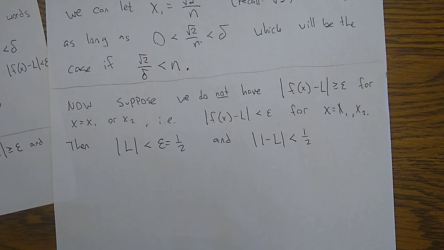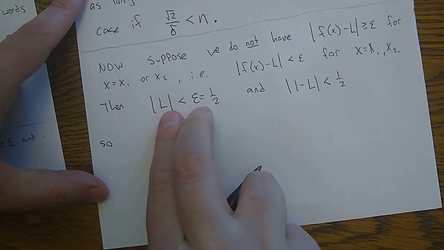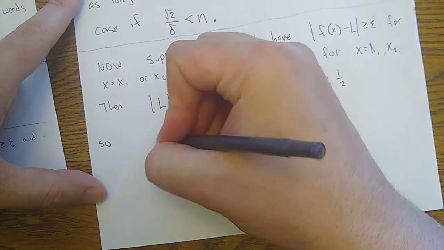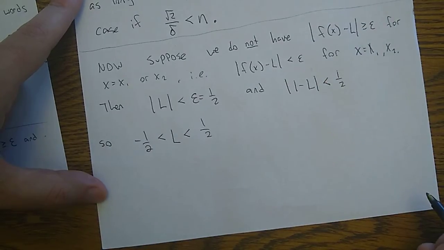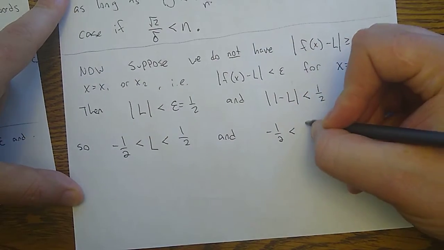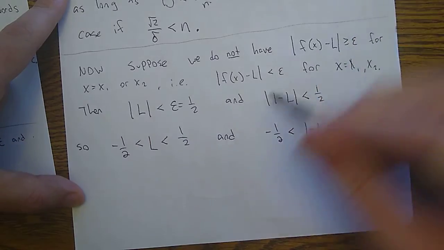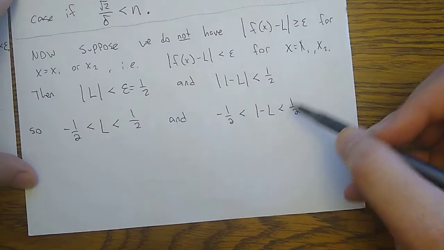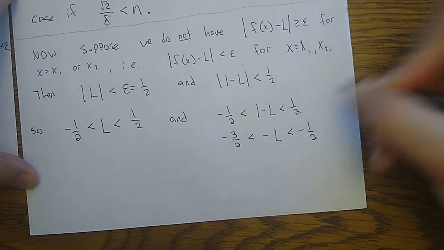Okay, now we're going to use this to get our contradiction. And this is just playing with absolute values and inequalities. So I can take the absolute values off and put it between 1/2 and minus 1/2. Also, I can do the same here. But let me go ahead and solve this one. This one is solved for L because L's in the middle. Let me do the same for this. So I would subtract 1 everywhere. So negative 3/2 less than negative L less than negative 1/2.